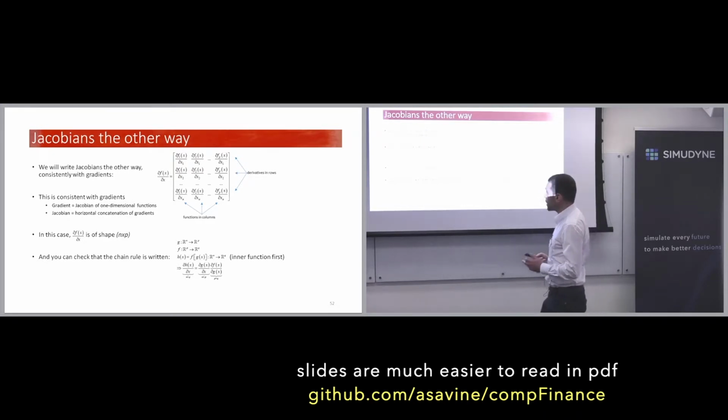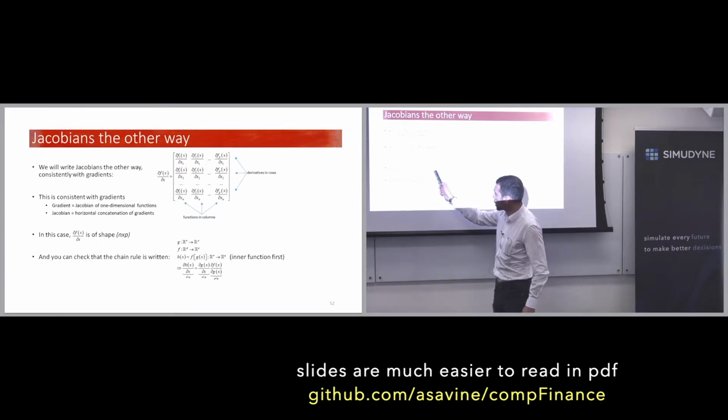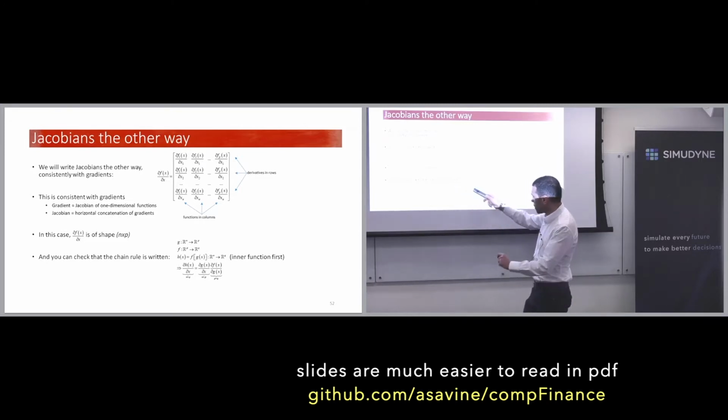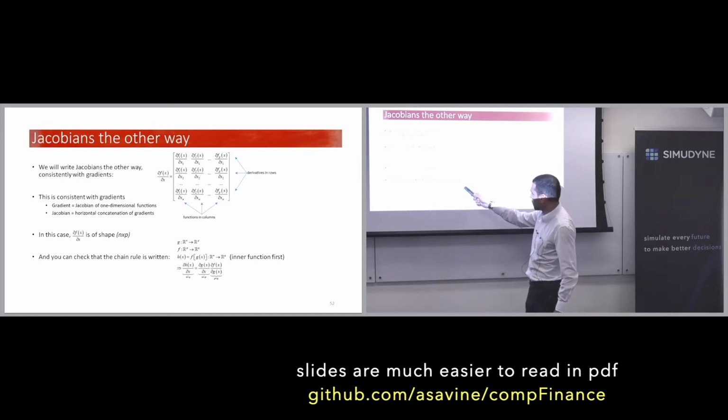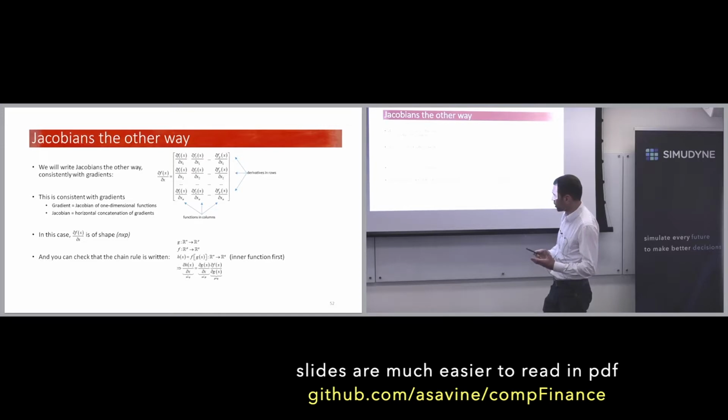Now, in this case, df over dx, the Jacobian, is not of shape p times n, it's of shape n times p, and the chain rule is written in the reverse order now, inner function first, right? Because we define Jacobians this way, now we have that if h of x is f of g of x, then dh over dx, the Jacobian of h with respect to x, is still the product of the Jacobians of f with respect to g and g with respect to x, but in the reverse order. Now the inner function comes first. So it's dg over dx times df over dg.